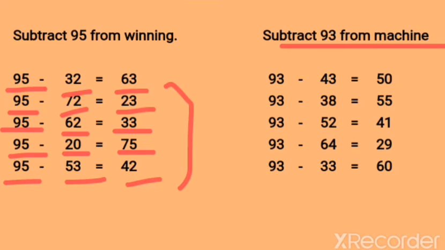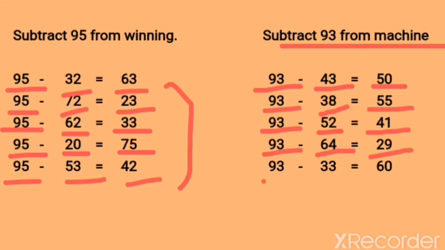Now if you subtract 93 from the machine numbers, that means you'll be subtracting 93 from 43, it gives us 50. 93 from 38, it gives us 55. 93 from 52, it gives us 41. 93 from 64, it gives us 29. 93 from 33, it gives us 60. So in that case, we have been able to reject some numbers here too.